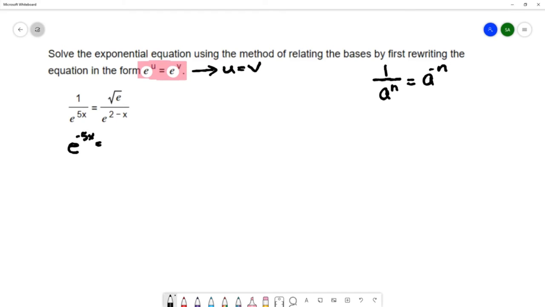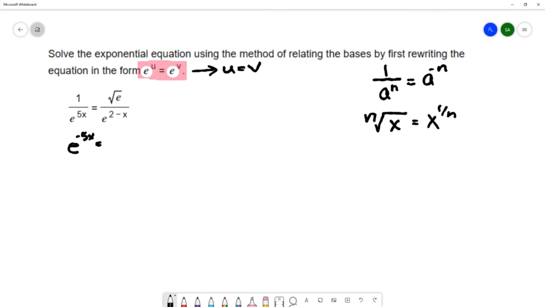Then on the right-hand side, I have a radical. And radicals can be written as powers. So in general, if you have the nth root of some value x, you can write that as x to the 1 over n power. Every radical can be written as a power.